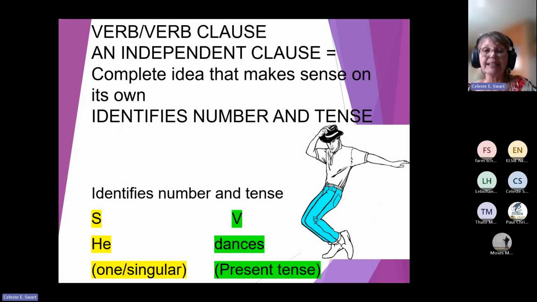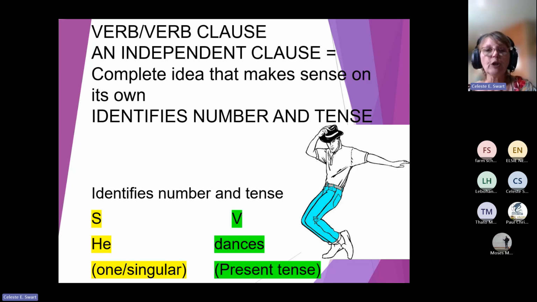Now, we also have things like verbs or verb clauses, and then there's the independent clause, the idea that stands on its own, it makes sense on its own. And we're going to look at how we can take a sentence and identify how many people or things there are and the tense it's in.